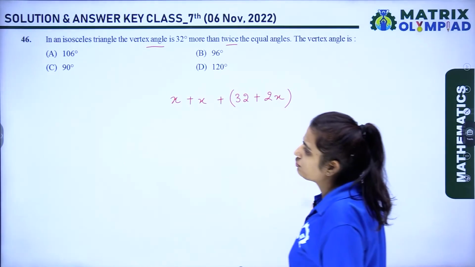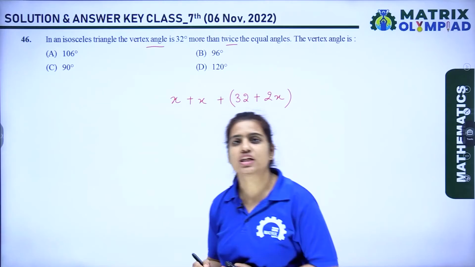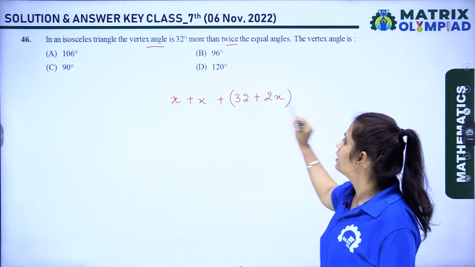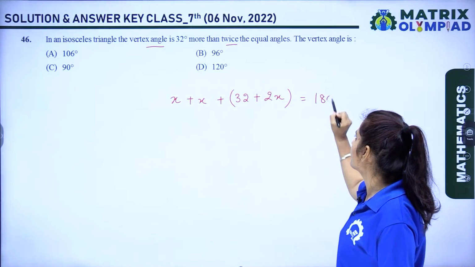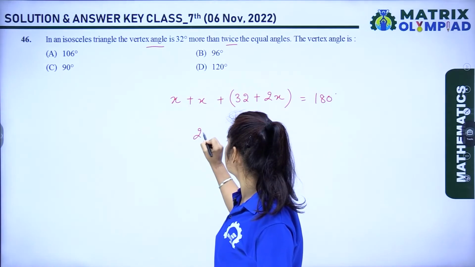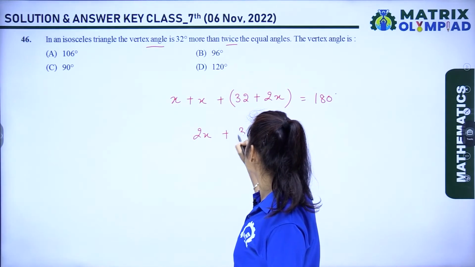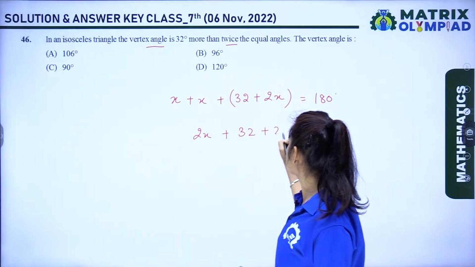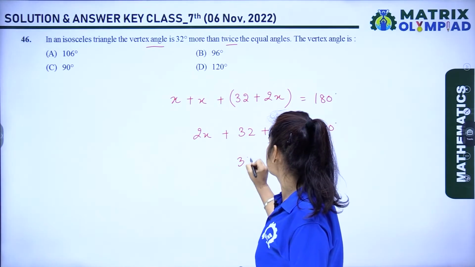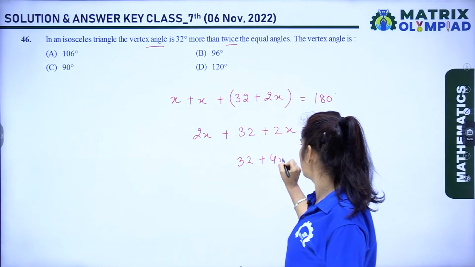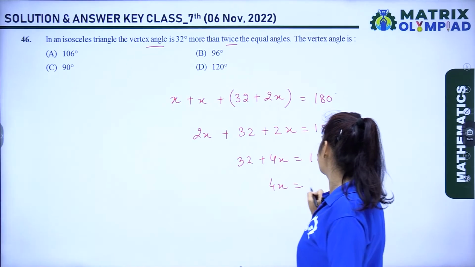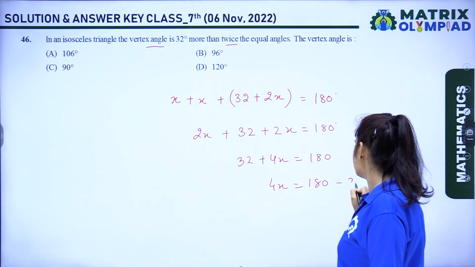So here, according to the angle sum property of a triangle, we say that angle 1 plus angle 2 plus angle 3 is equal to 180 degrees. Now let's solve the question. Here 2x plus 32 plus 2x equal to 180 degrees. So 32 plus 4x is equal to 180 degrees. 4x is equal to 180 degrees minus 32.